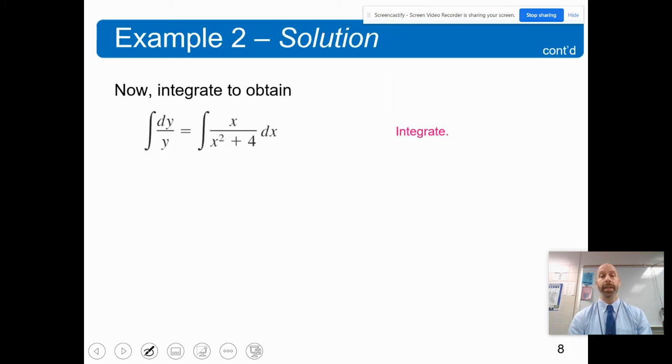Now we're going to integrate. So we've got dy over y, we're going to integrate that. And on the right-hand side, we're going to integrate x over x squared plus 4. Hopefully you recognize on the left that that's going to be a log integration, as is the right, but we're going to do a little bit of u-sub there. So you're going to get the natural log of the absolute value of y equals 1/2 the natural log of x squared plus 4 plus c1.